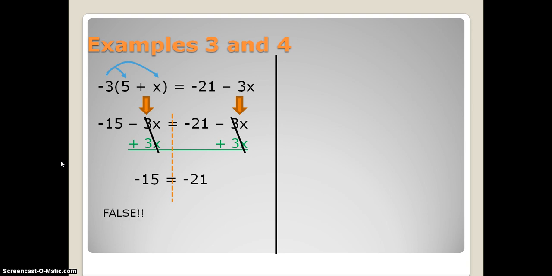This is a false statement. This is not allowed. So what that means is your solution is no solution. There are no numbers you can plug in for x that makes the situation true.